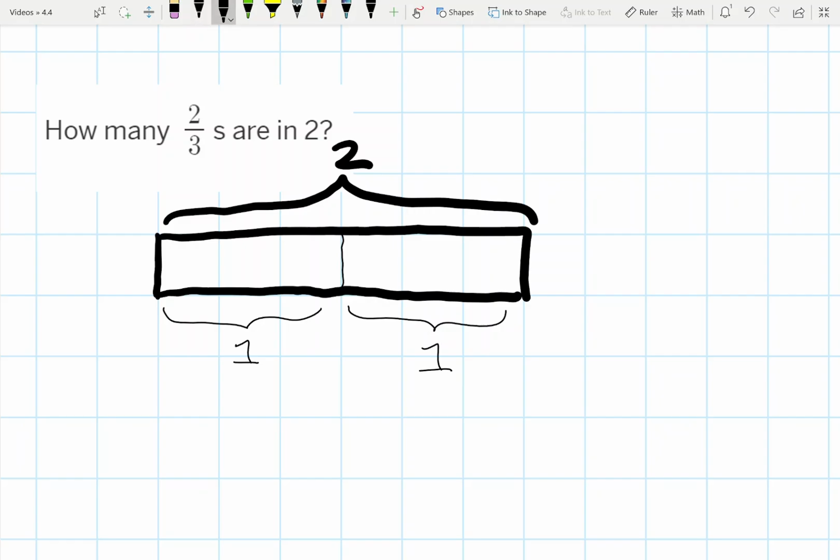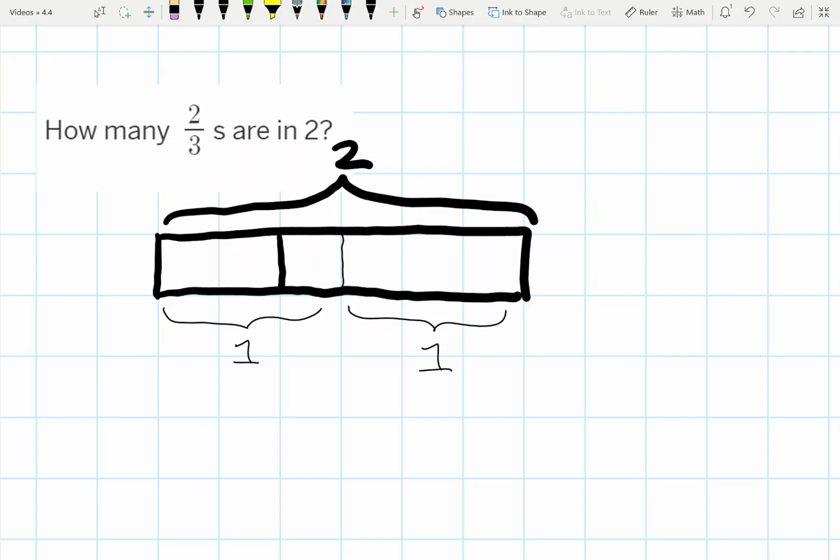Now let's break it into sections that are 2/3 big. Okay, so since here, see in my 1 over here, I have 1, 2, 3 equal parts. Well, that's not a coincidence, because I knew I wanted to break this into thirds, and specifically groups of 2/3. So I can take 1, 2 of these to make 2/3. So this is 2/3.